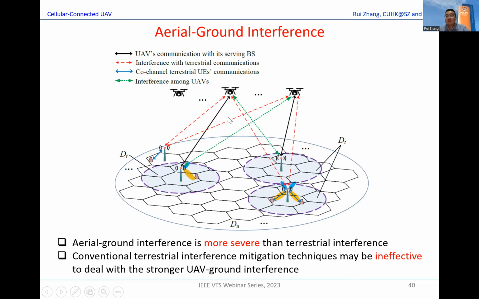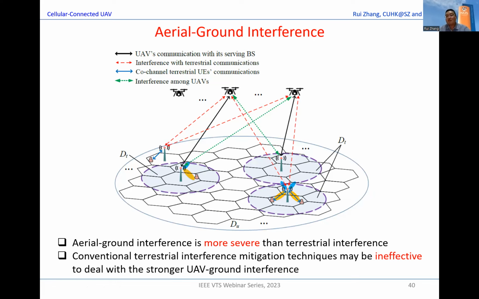Why? Because in a traditional cellular network, with terrestrial users, we have many buildings, and the signal power decays very fast over distance. So in today's cellular network, we can reuse the same frequency over different cells, as long as they are sufficiently far apart from each other. But for UAV, because it has a very strong line-of-sight channel, with very few obstacles in the air, it may have a line-of-sight channel to many ground base stations. So when it transmits at any given frequency, it may cause strong interference to many base stations, and some reports say even hundreds of base stations may get interfered.